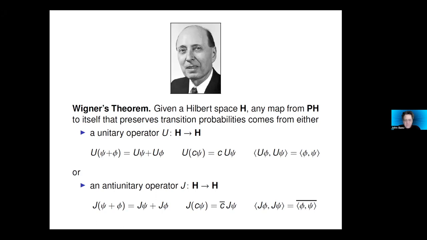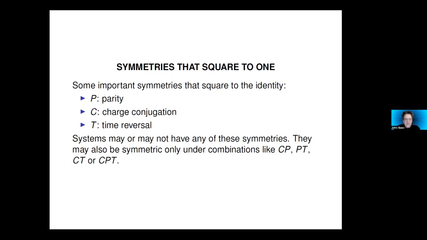So a unitary operator just preserves everything, addition, multiplication by complex numbers, and the inner product, whereas an anti-unitary operator preserves addition, but it's an anti-linear operator, meaning that if you pull a scalar through it, it comes out with a complex conjugate. And also it doesn't preserve the inner product, it takes the inner product and complex conjugates it. So this raises the possibility that symmetries in physics can be described either by unitaries or by anti-unitaries, and that real possibility really occurs. And you can see it very clearly if you focus your attention on the simple case of some discrete symmetries, namely symmetries that square to one.